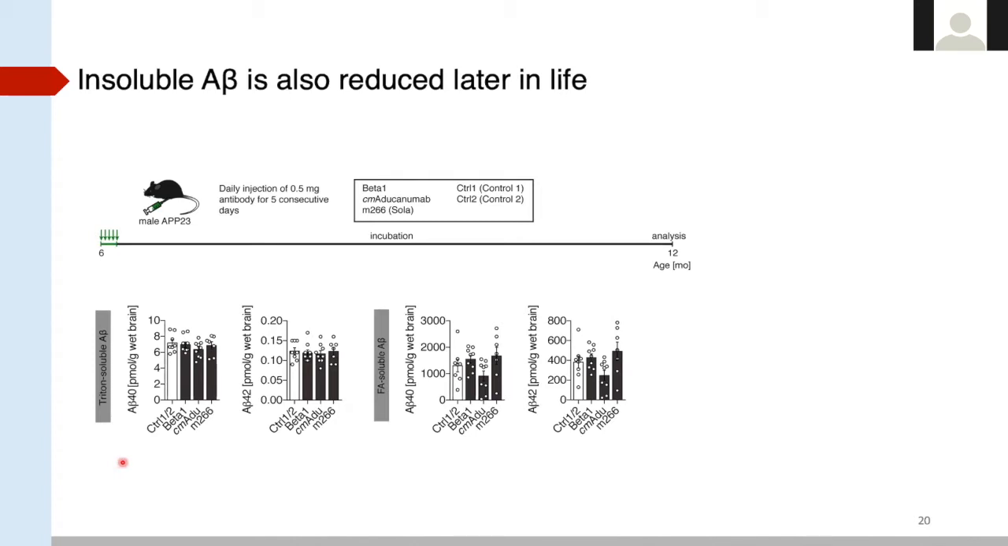So starting with the two-step extraction method, again, like the previous results with the 7.5 months old age APP23, we do not see any reduction in the Triton-soluble A-beta, not in A-beta 40 nor in A-beta 42. But we did see a reduction in formic acid soluble A-beta 40 and 42. So even after 6 months of incubation, we still can see a reduction in formic acid soluble A-beta.